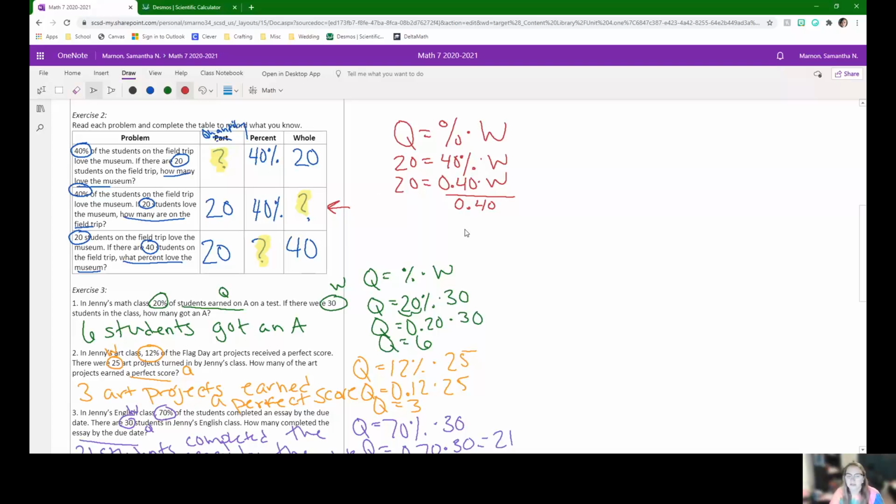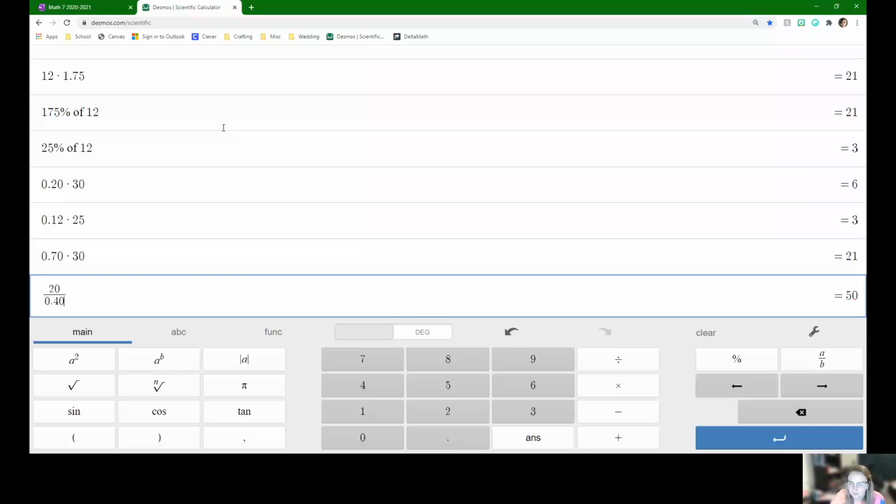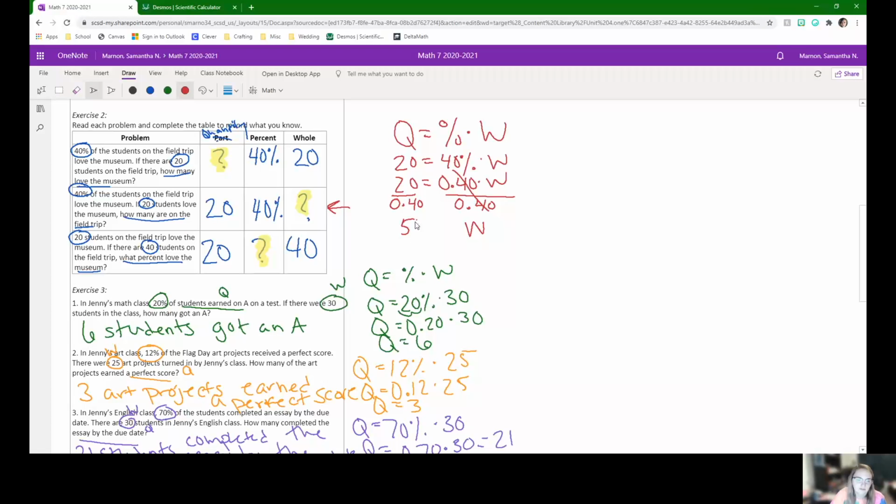But because I made a change on this side, and because this is equal, we need to do the same thing on this side. So what's going to happen is this is going to go to 1, and 1 times anything. So 1 times W is going to just stay W. And then we have 20 divided by 0.40. So 20 divided by 0.40, we get 50. So this is saying that 50 is equal to our whole.